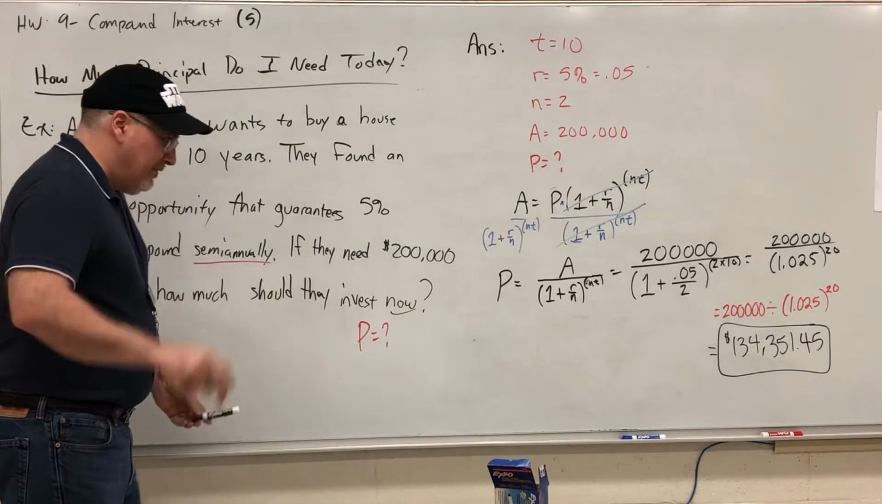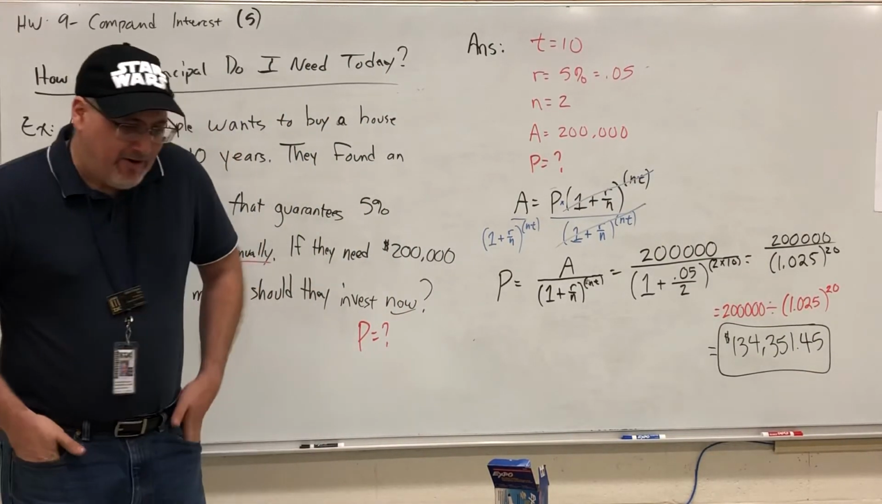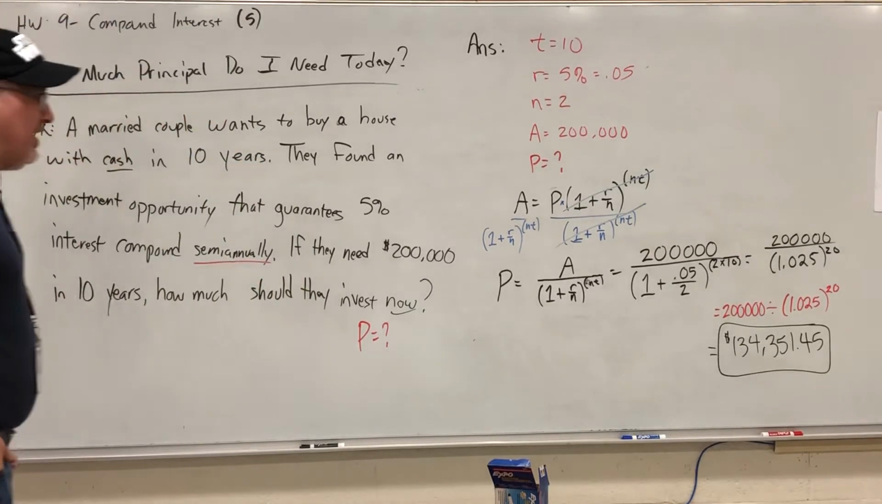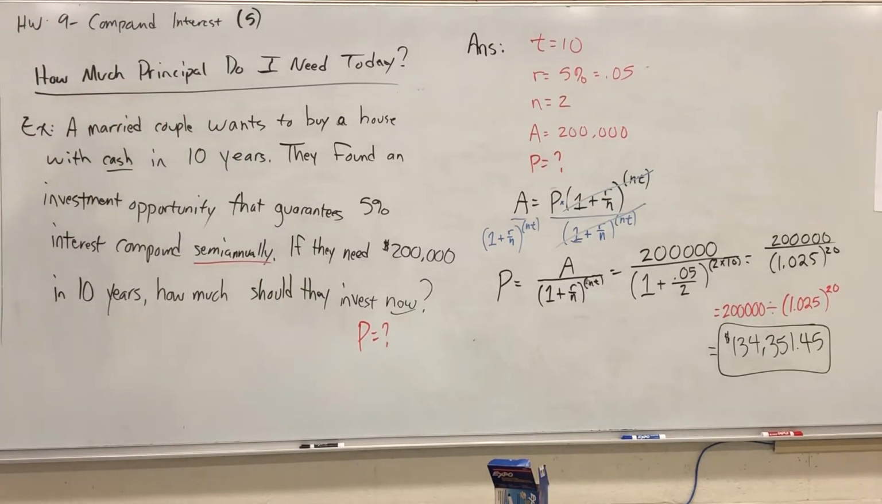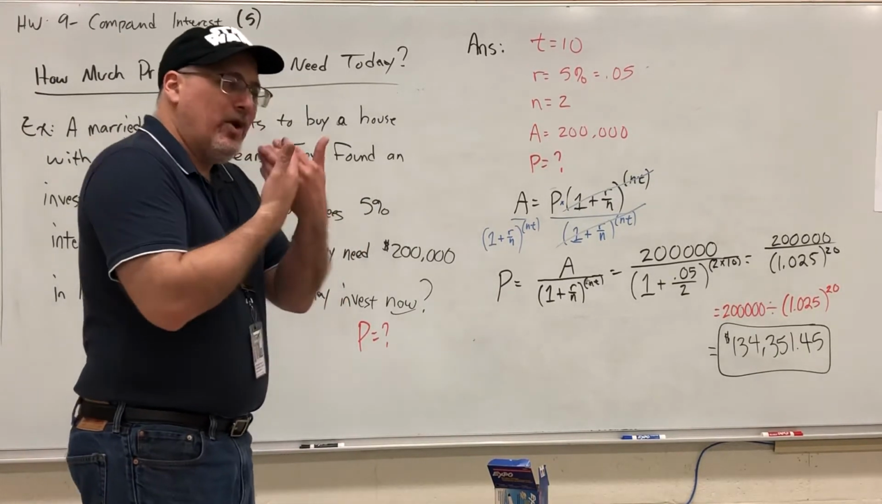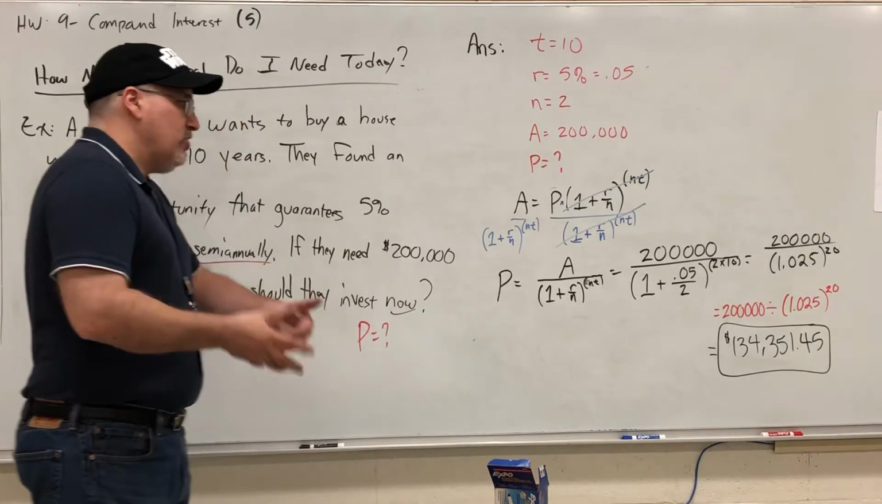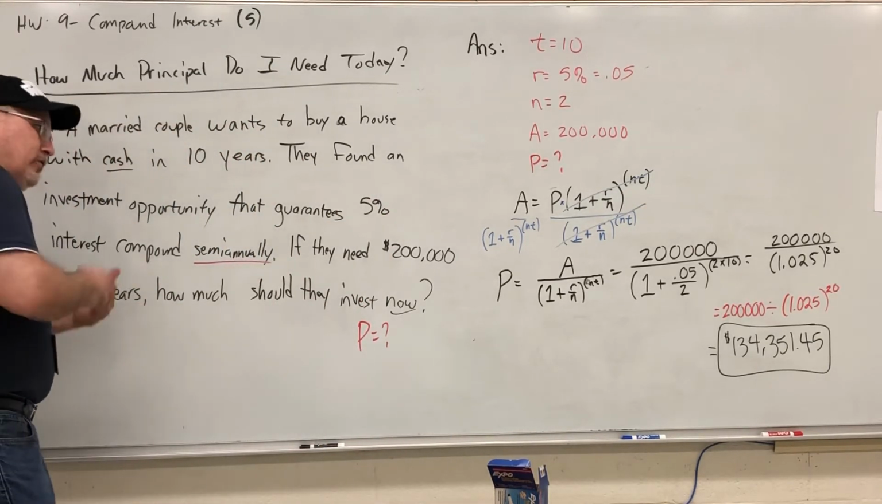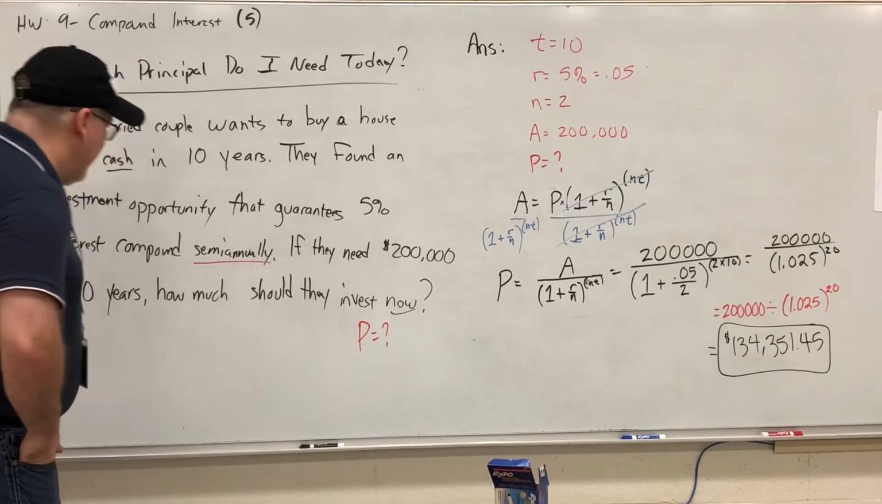Now, if you haven't bought a house yet and you plan on buying a house in your future, this is not how it's actually done. This was just an example to reverse the process to answer the question, what do I need now? What principal do I need now to achieve a certain future value if I'm doing compound interest?